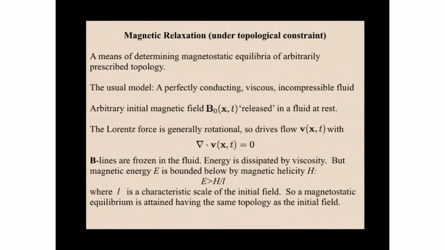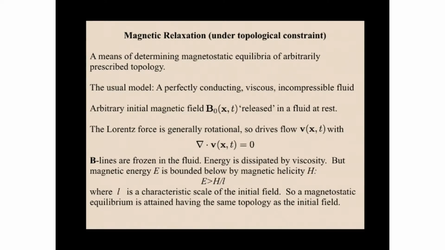And we take an arbitrary initial magnetic field, B0(x, t), released in a fluid at time t equals 0, but the fluid initially at rest. Okay, so we think of this, it's a thought problem. Magnetic field, it could be in the form of a knot, one knotted flux tube. That's the way you like to think of these things, or any link. Okay, fluid at rest, and we just release it and let it go.